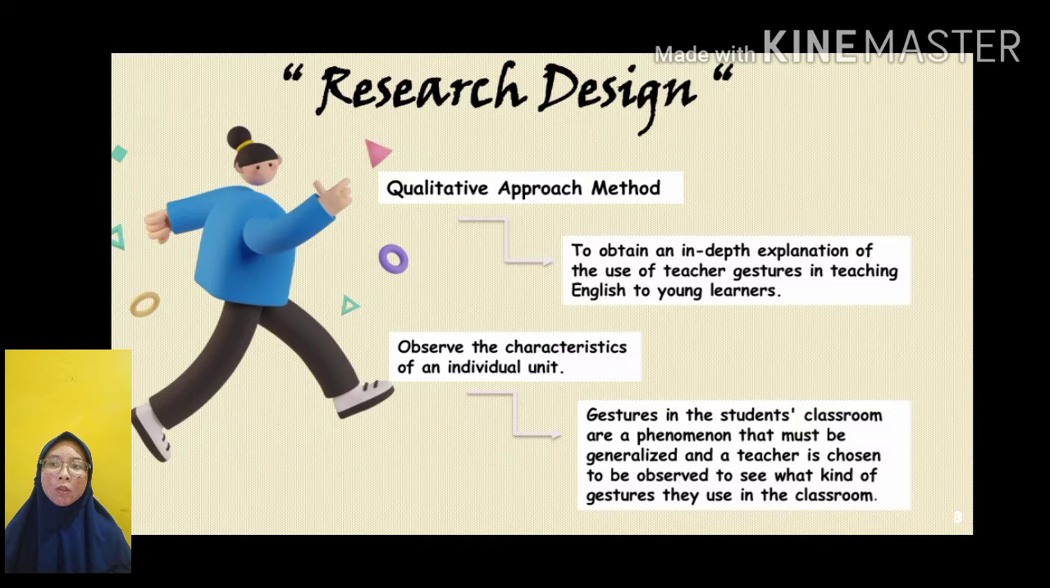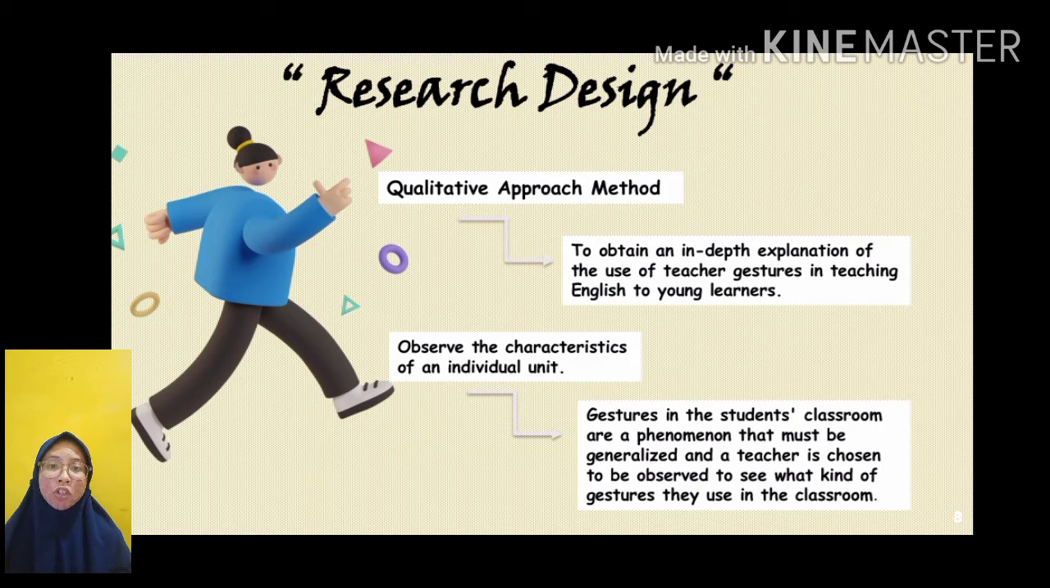Okay, next we move to the research methodology. The first is research design. The qualitative approach method is used in this study to obtain an in-depth explanation of the use of teacher gestures in teaching English to young learners by using case study research, which can facilitate the researcher in collecting and analyzing the required data.